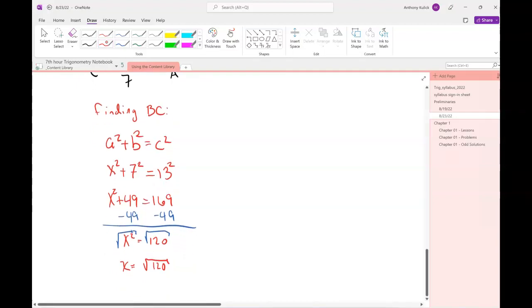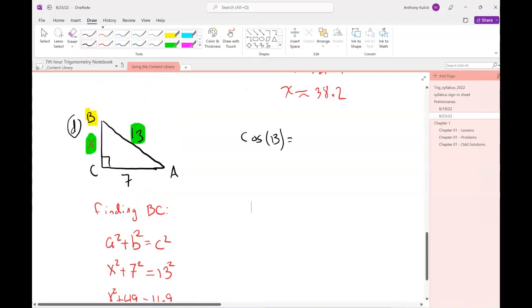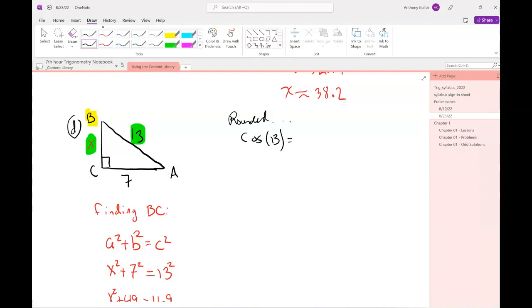Now, here's where I'm going to pause for a second, because depending on the instructions, I'm going to do a couple of different things possibly. Okay? If my instructions say rounded to the whatever, it's just calculator time, right? So I would just do square root 120 divided by 7 into my calculator.